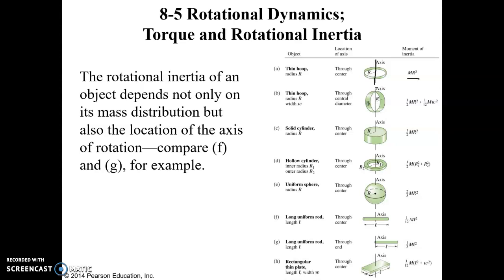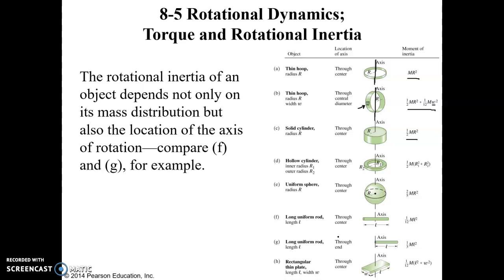If we're going to spin it through an axis that goes through its diameter, then that's a different moment of inertia. The distribution of the mass with relationship to the axis is different. So then that becomes 1/2 mR squared plus 1/2 mw squared, where w is the width here. So we don't want to confuse this with omega. This is w, not omega. And then we have a solid cylinder with a radius. It's 1/2 mR squared, or a hollow cylinder, and so on.